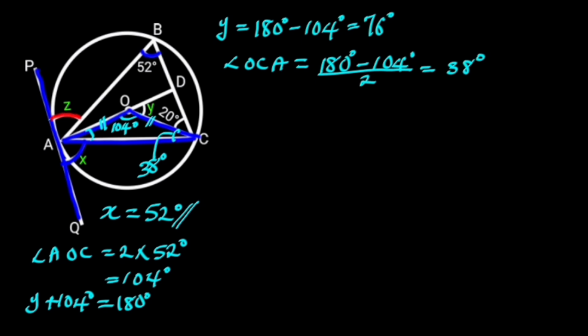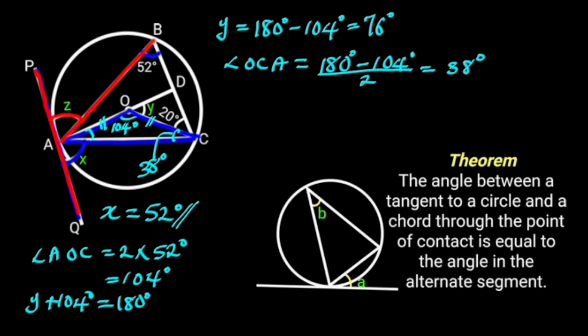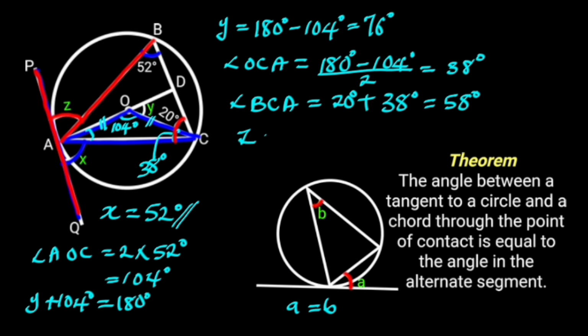Notice, also that angle Z is an angle between chord and tangent. Let's recall the circle theorem of the angle between the chord and the tangent once again. It states that the angle between a tangent to a circle and a chord through the point of contact is equal to the angle in the alternate segment. Since A, which is the angle between the tangent and the chord, is equal to B, which is the angle in the alternate segment, it follows that angle Z is equal to angle BCA, but angle BCA is equal to 38 degrees plus 20 degrees, that is 58 degrees. Hence, Z is equal to 58 degrees.